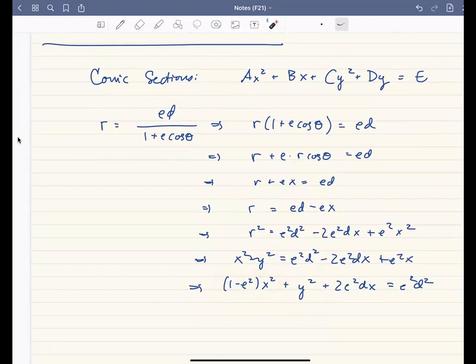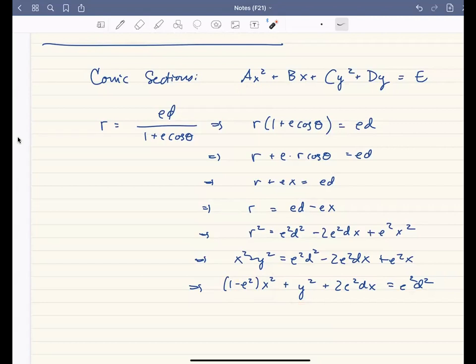Because 1 minus e squared is positive. And if e is equal to 1, then you really do get a parabola, because then this x squared term is gone, and you end up with something like x equals y squared with constants. It might be a shifted parabola, who cares, but it's a parabola. And if e is bigger than 1, like 2 or 3 or 5, then 1 minus e squared is going to be negative, and your x squared and y squared terms are going to have opposite signs, and you get a hyperbola.